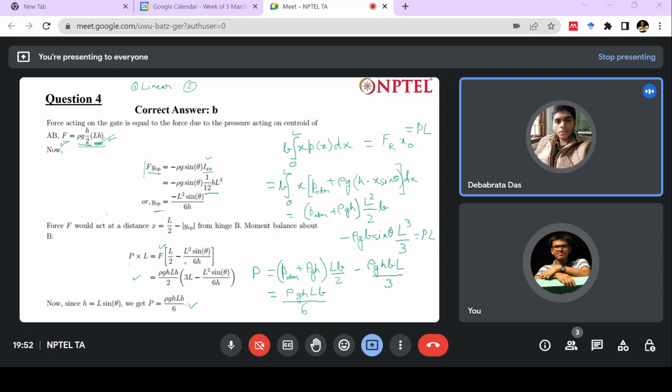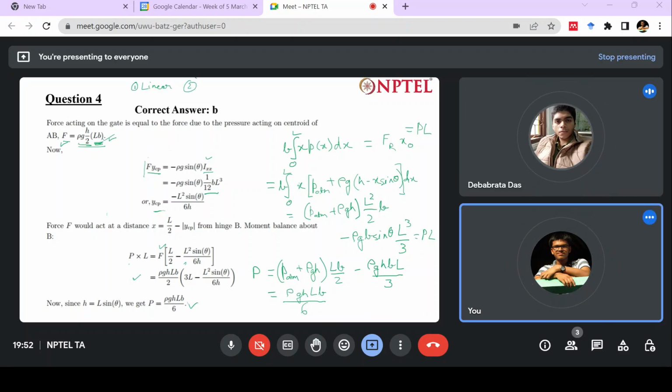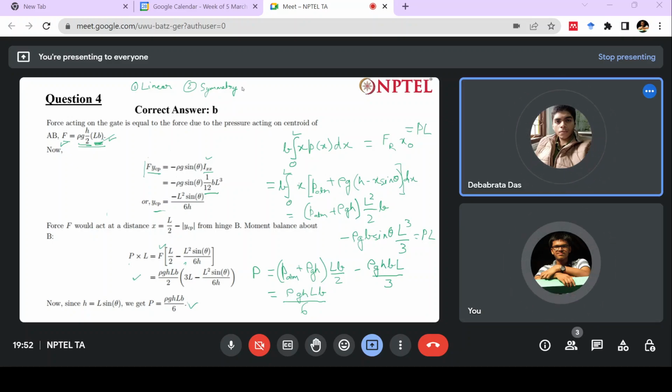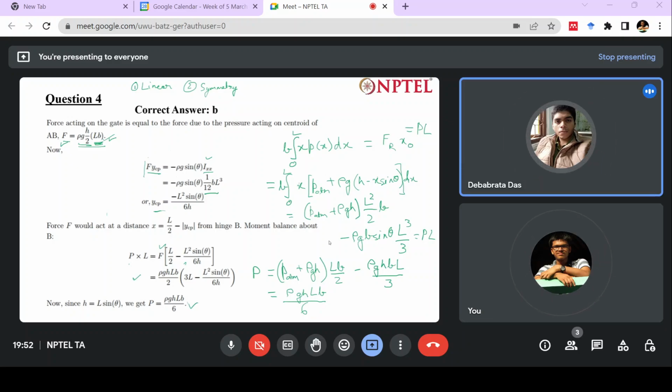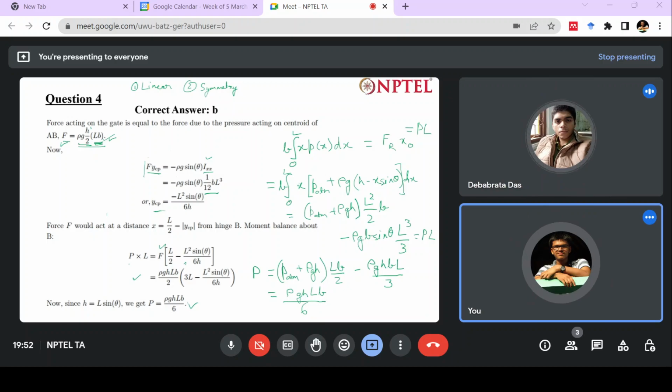Second, your geometry is symmetric. There must be an inherent symmetry since this is a plate. The top portion and the bottom portion are symmetrical. If it were a square or a circle, then this would also be valid. But if it had been something like a triangle, where the area at the top portion is less and the bottom portion is more, then this would not have worked. Instead of h by 2, you would have had to put the centroid of that particular geometry.